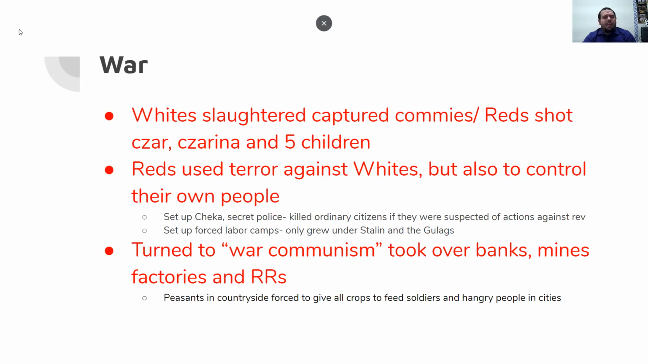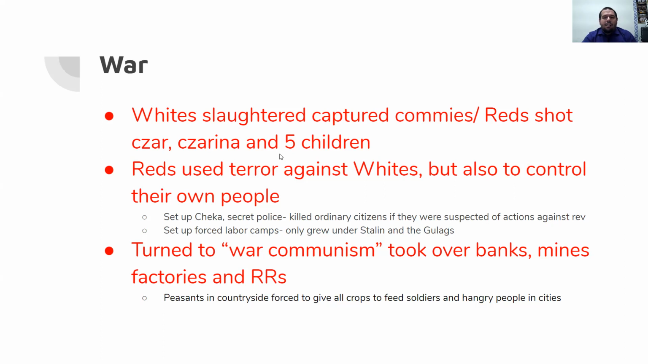So, war. Pretty simple. It's a civil war. Bad things are going to happen. The Whites will slaughter and capture all the communists. The Reds, however, are going to capture the royal family and kill the Tsar, the Tsarina, and the 5 royal children. Get rid of the entire family so no more Romanovs can exist. And I believe that is where the popular cartoon movie Anastasia comes from, because Anastasia is the supposed daughter that got away.